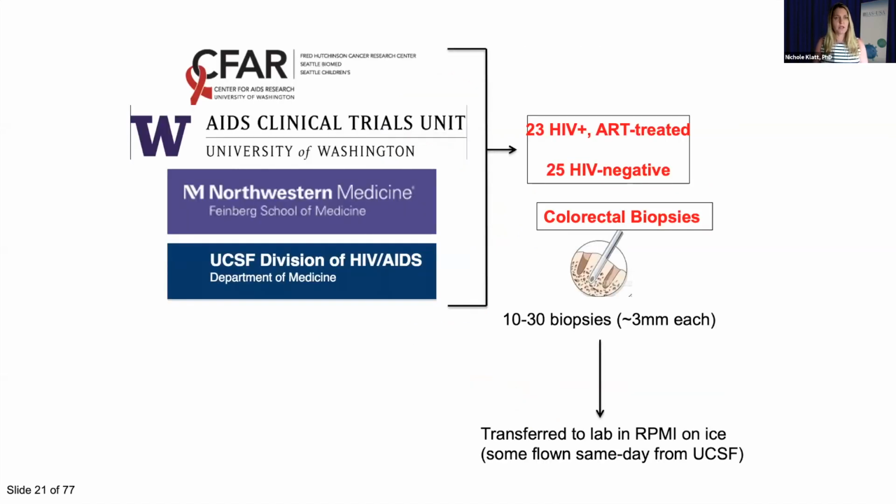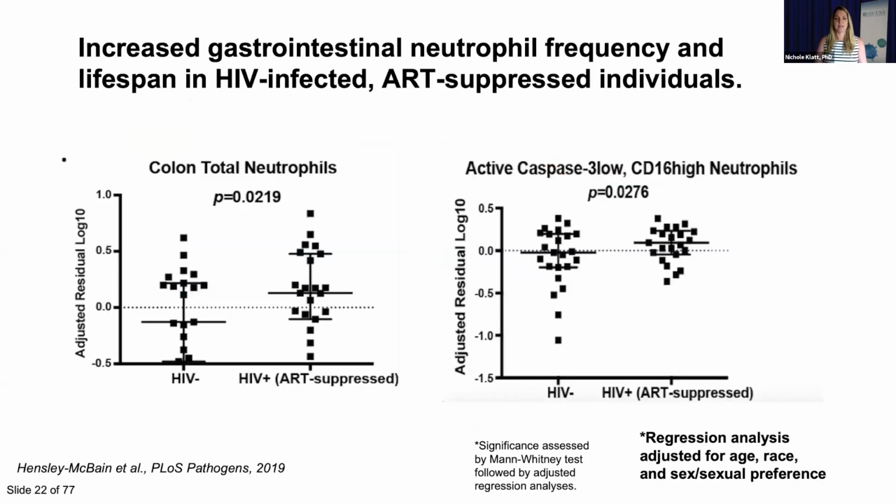So we worked with University of Washington, Northwestern, and UCSF to get colorectal biopsies in HIV infected ART treated patients, as well as HIV negative patients that were age and sex matched. And then we got colorectal biopsies and did very quick, same day neutrophil counts on these, like I said, it's important to do this quickly. There had really been no studies quantifying neutrophils in the gut from HIV infected patients before this study.